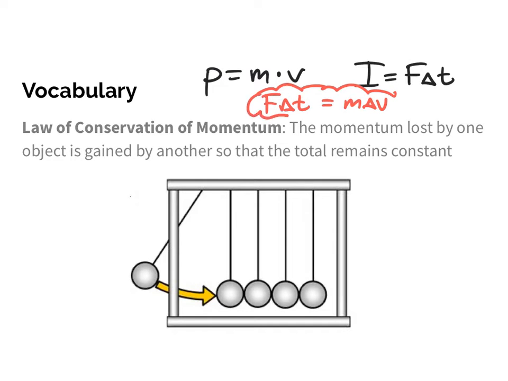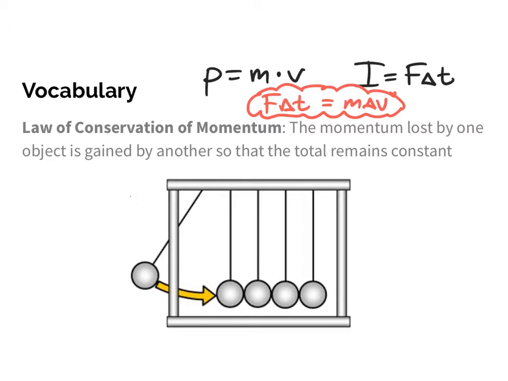So what we're going to look at today is the law of conservation of momentum, which is applying this impulse momentum change theorem to a collision between two objects. The law of conservation of momentum looks at what happens when two objects interact. The impulse idea simply applies to a single object, but the law of conservation of momentum is going to apply to a system of objects.